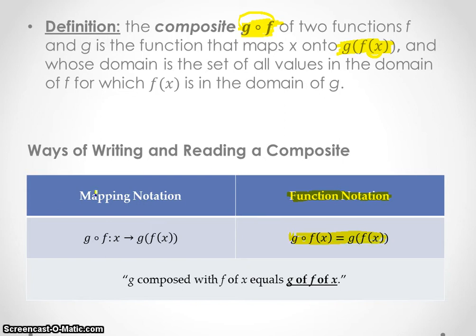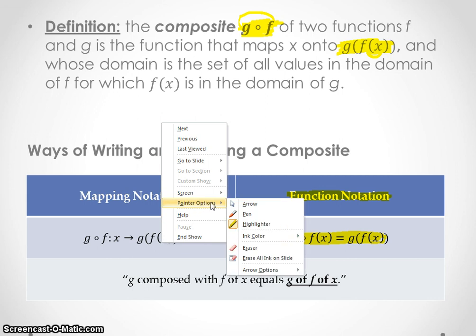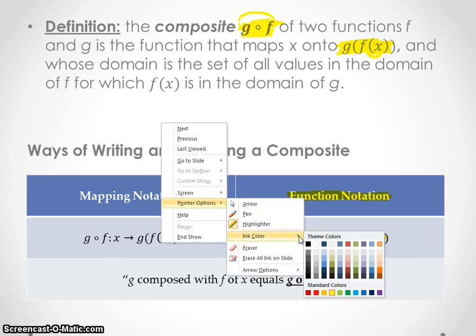But we could have mapping notation, so let's go look at that. Notice we still have our composite sign here, this little circle. g composed with f of x, this says the same thing, maps onto g of f of x. So these are the same over here if you notice. Basically all of these statements are equivalent. So g composed with f of x equals g of f of x. It's a lot to deal with, and it's interesting because we haven't really dealt with any of these before.